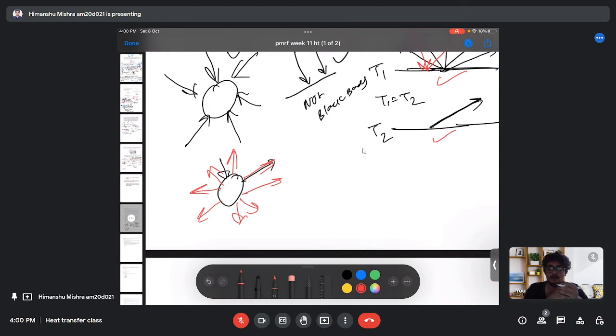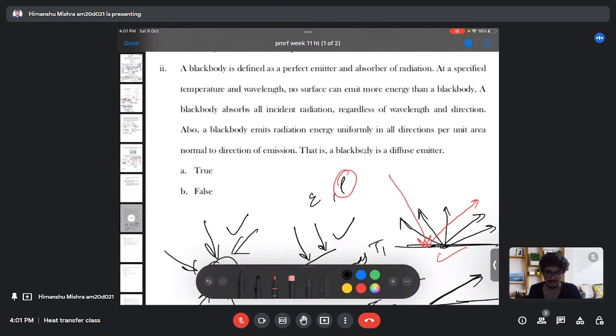It can emit all the radiation, but for the conventional body, the degree of how much radiation is actually coming out from the surface depends upon the emissivity factor. But for the black body, this emissivity factor is 1. The tendency of absorbing the radiation, that is the absorptivity factor, is also 1. So the black body is actually a perfect absorber and perfect emitter of light or any radiation. So statement 2 is also correct. That means the correct statement is A, true.